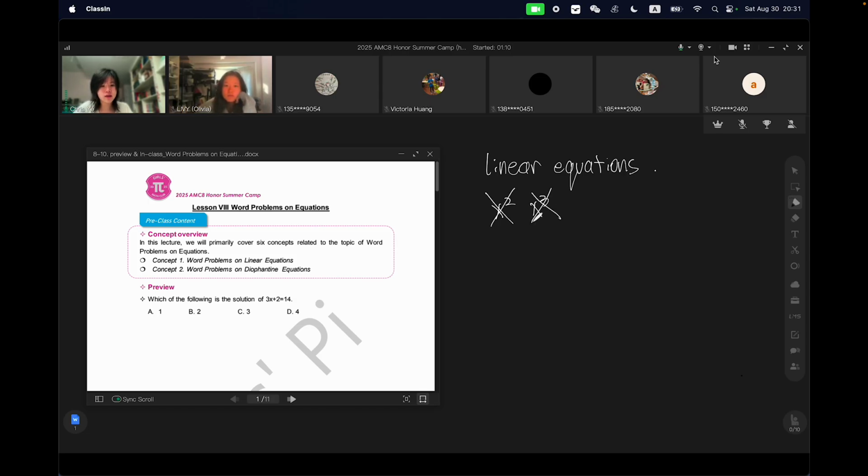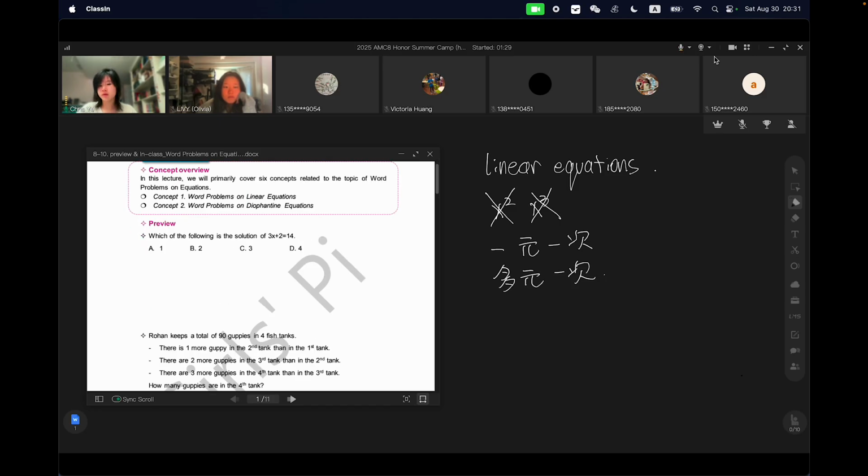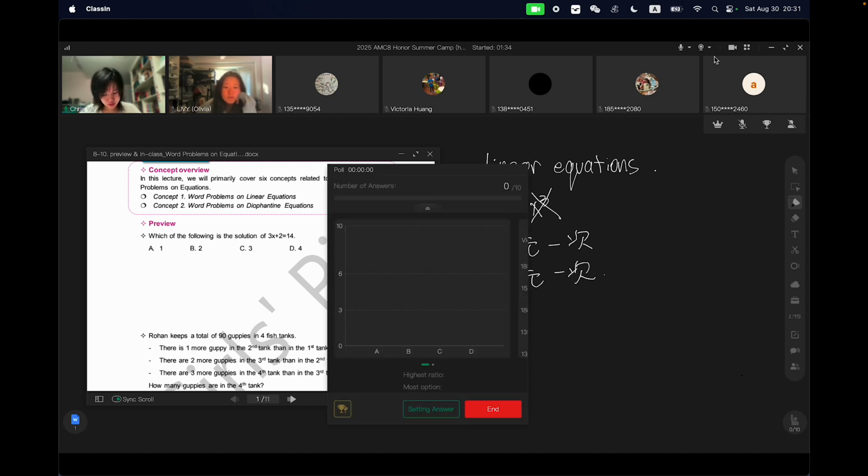So basically the Chinese version of linear equation is 一元一次 or 多元一次方程. So basically it has something to do with variables. And linear equations are quite simple. And hopefully you were able to complete the preview questions, so I'll give you some time to finish the first one.